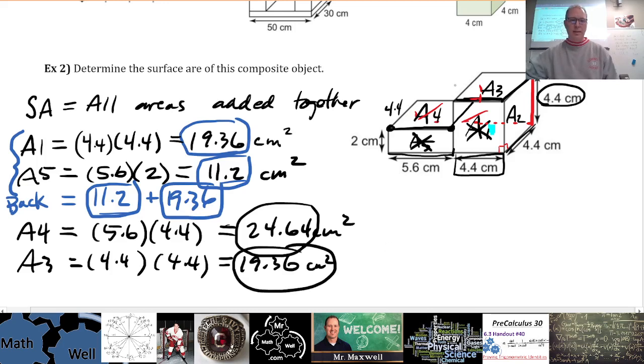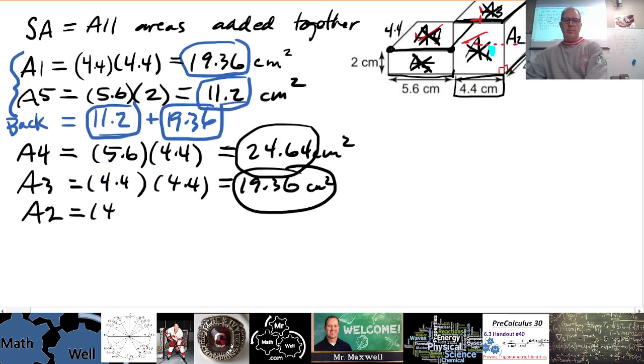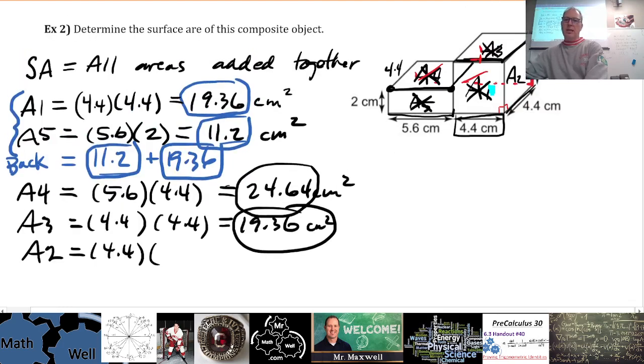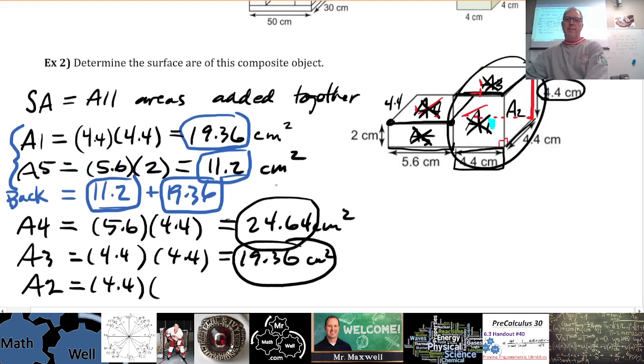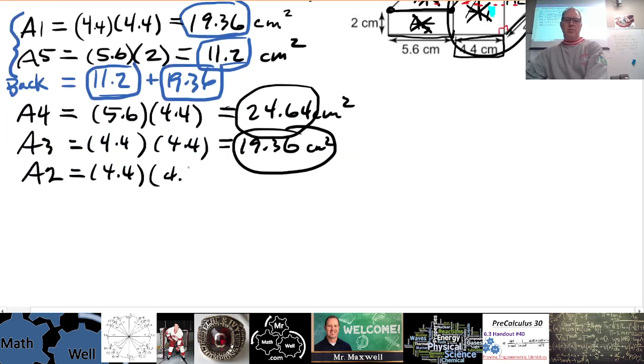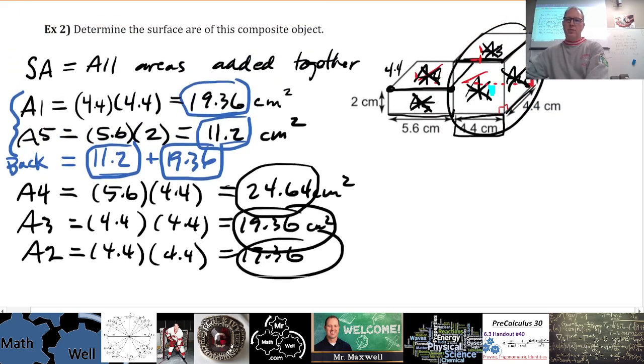Okay, so we've got 4 taken care of. We've got 3 taken care of. Area 2 we haven't done yet. Area 2 is going to be 4.4 times 4.4. Wow. Yeah, that's right. It doesn't look like a cube, but I think it is a cube, right? Because all sides are the same for this big one right here. Okay, so 4.4 times 4.4, 19.36. And that's area 2 we've got.